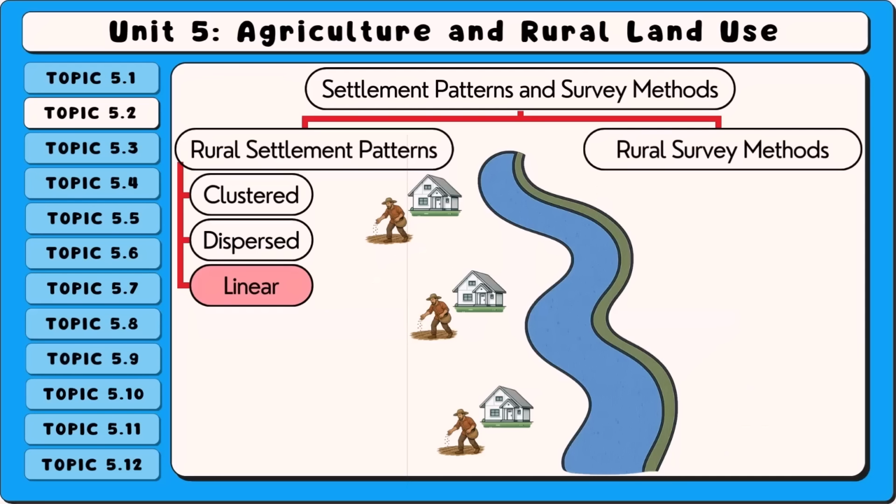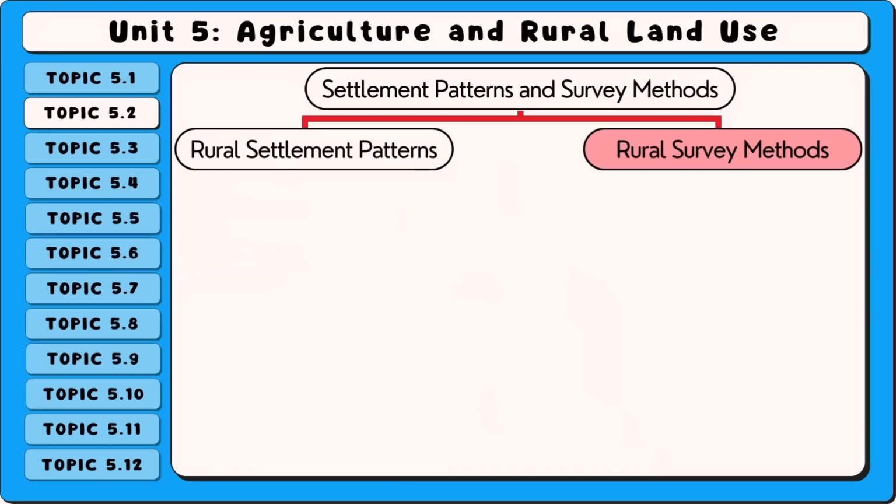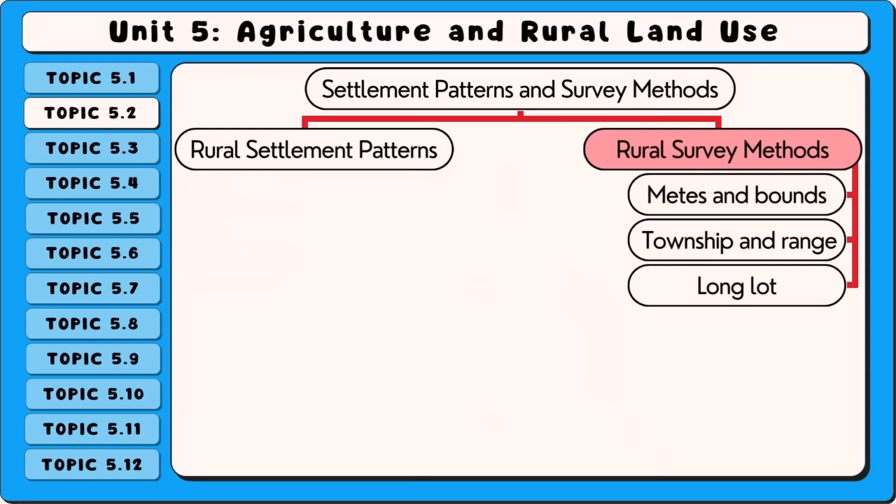The third type is the linear settlement pattern. This pattern occurs when homes and buildings are arranged in a straight line, often following a road, river, or canal. This allows each property to have easy access to transportation or water. Now let's look at how rural land is surveyed and divided. In this section, we will explore three survey methods: meets and bounds, township and range, and long lot.